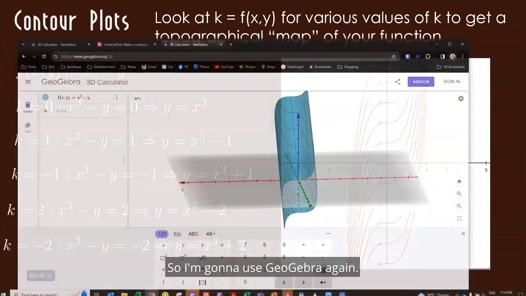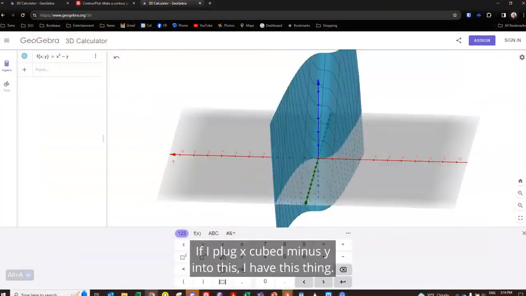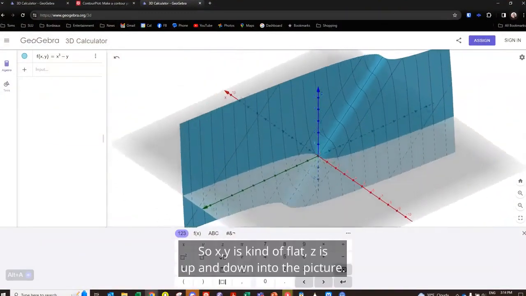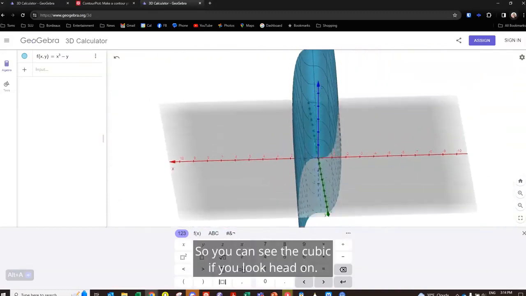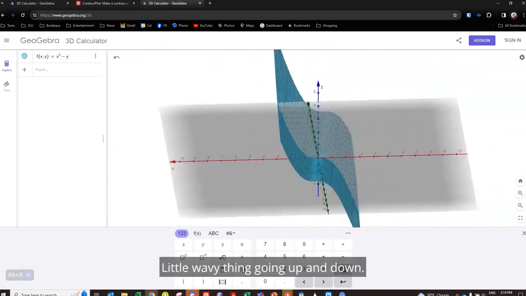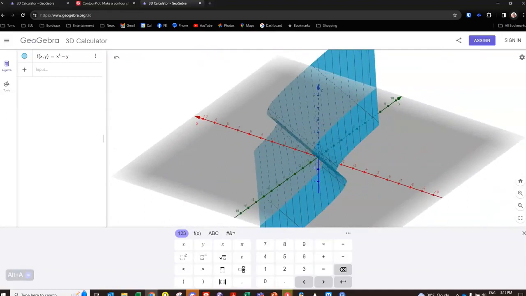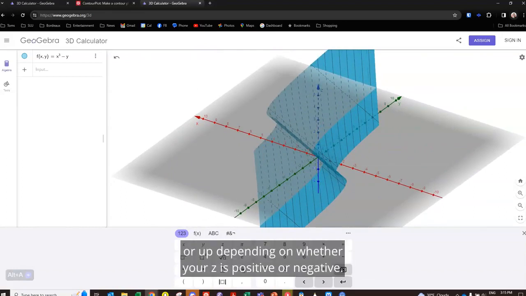So I'm going to use GeoGebra again. If I plug x cubed minus y into this, I have this thing. Okay, let me make sure I have it. So xy is kind of flat, z is up and down into the picture. So you can see the cubic if you look head on, a little wavy thing going up and down. This looks slanted like this because, remember, the point of x cubed, the 0,0 point of x cubed, keeps moving down or up depending on whether your z is positive or negative.